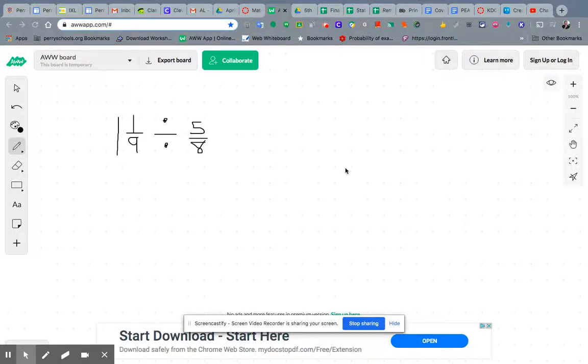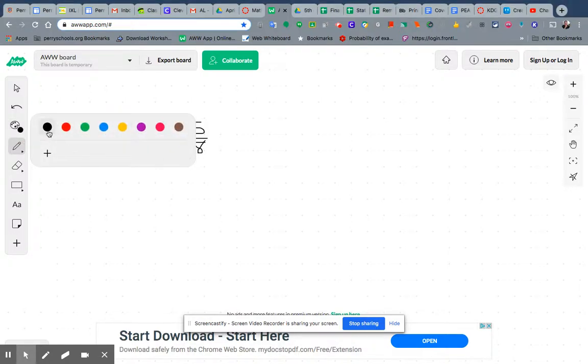Okay, so we are going to do our first we do problem. I'm going to look at this as 1 and 1/9, and I'm going to work on my estimation here to start with, because that's the new learning for today. And 1 and 1/9, I'm going to round down to 1.